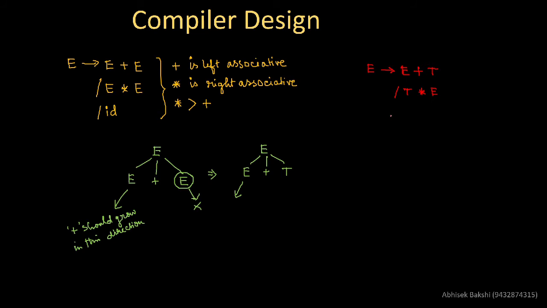Now you see, if you do this, and if you have more than one star in the same equation, then what will happen? Obviously you will start with E. Let's draw a situation that you will start with, say for example, E to T star E.